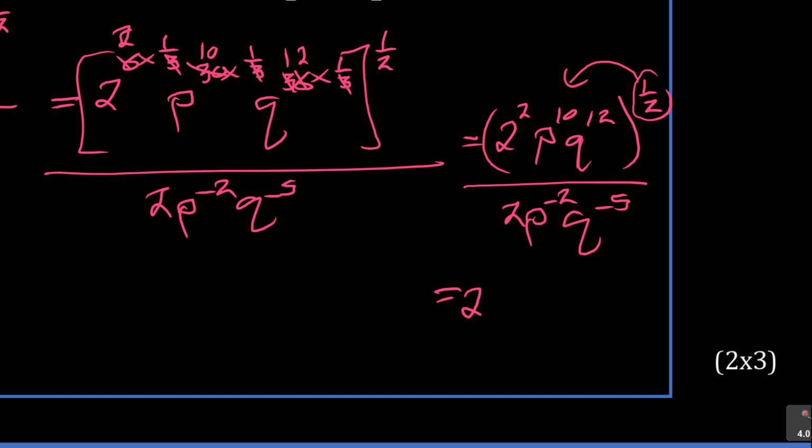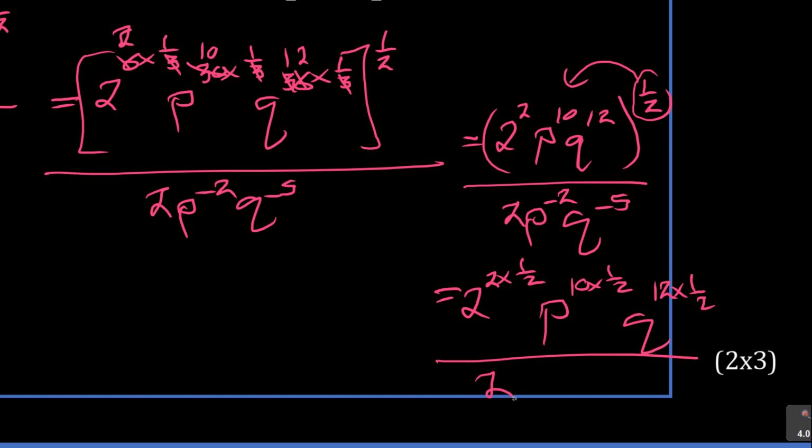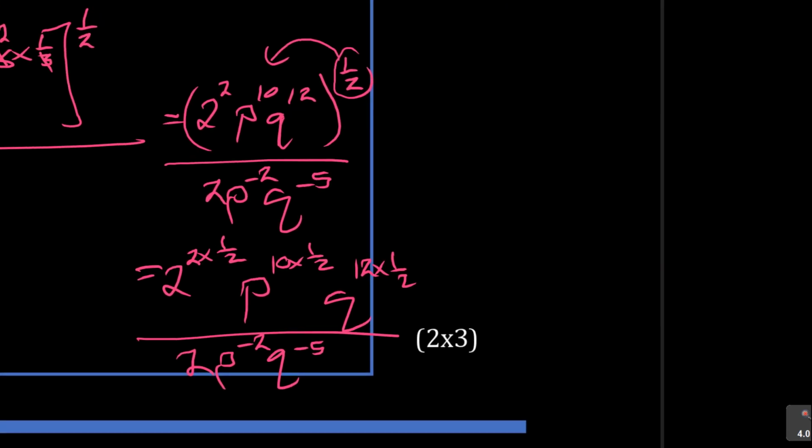So you've got 2 to the power of 2 times 1 over 2, p to the power of 10 times 1 over 2, q to the power of 12 times 1 over 2, you see, as exponents, over 2p to the power of negative 2, q to the power of negative 5. See, so this continues further.